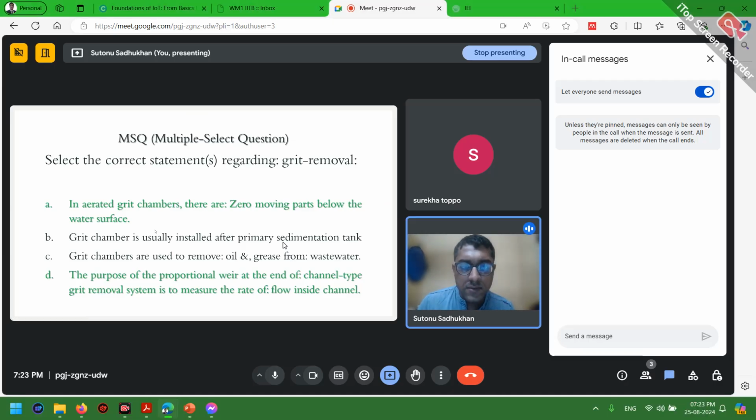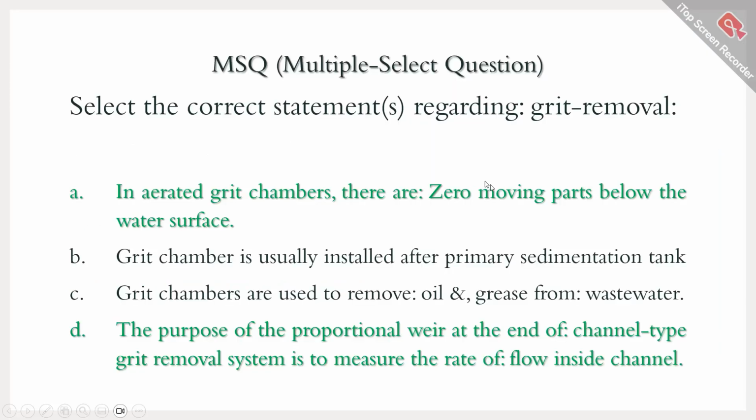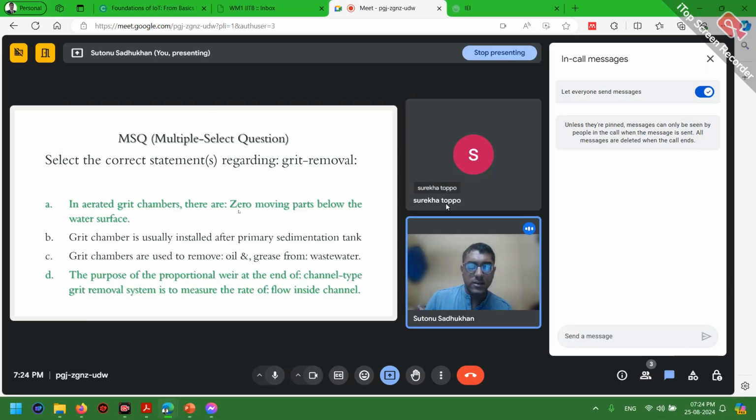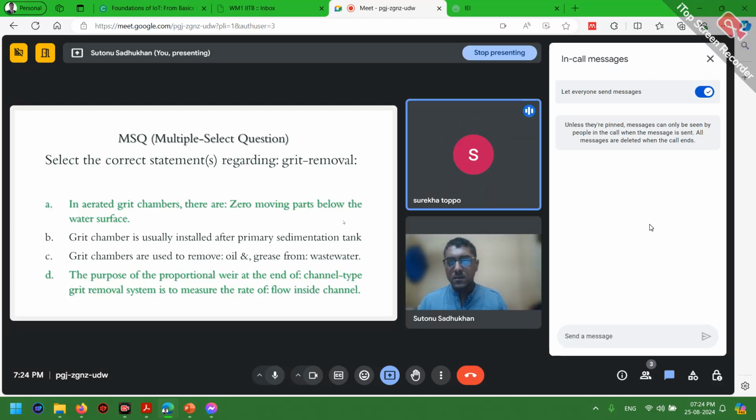Yeah, do you want to say something? If you want to say something, you can type because your voice is not coming. No, sir. Okay, okay, okay.